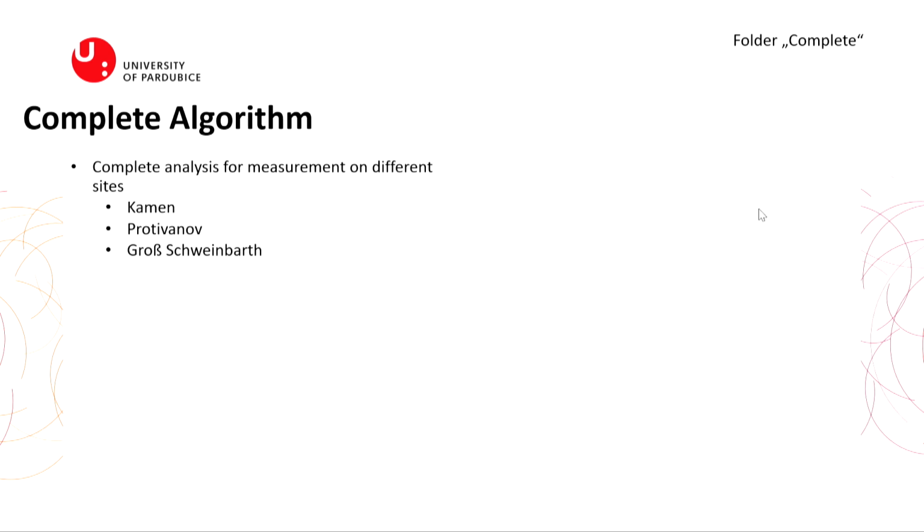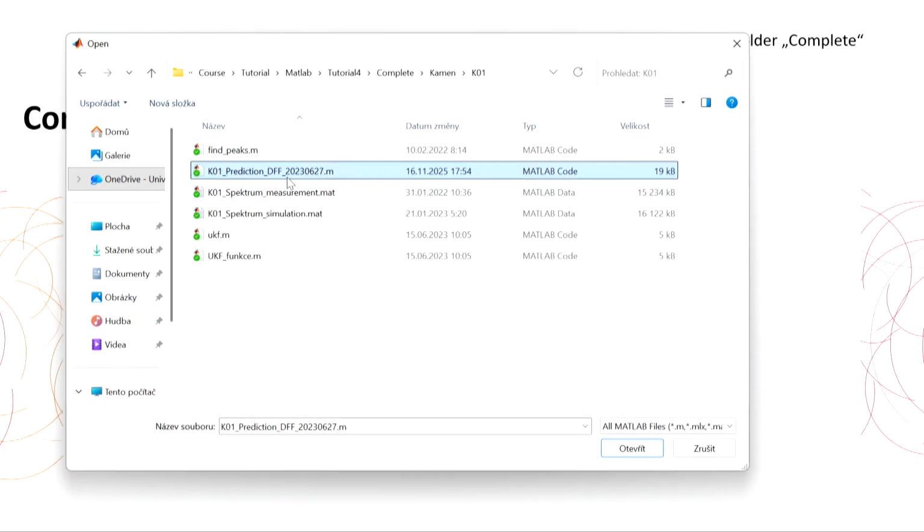So please open, okay, where is my mouse? After you finish working with the filter, open the folder Complete, and there you will see Kámen, Protivanov, Austria 1, Austria 2. So open Kámen and K01, and please open this K01 prediction DFF and this one with the date. So, tutorial complete Kámen K01.